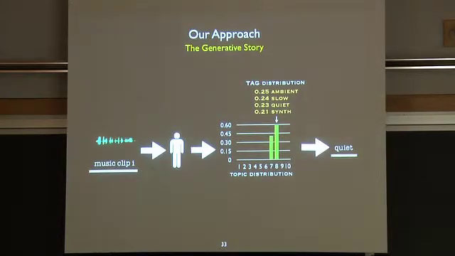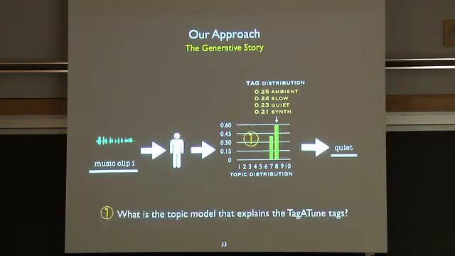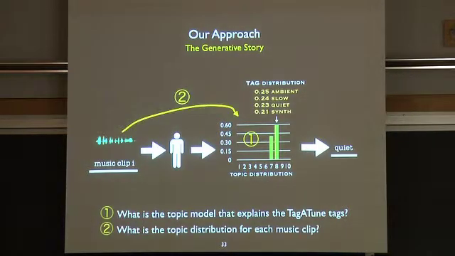So what we observe are the tags that we get back from Tagatune, and also the music, which we can represent using audio features. What we do not know, and what we're trying to learn, is the topic model that actually explains the tags that we get back from Tagatune, and for each music clip, its topic distribution. That's essentially our learning problem.